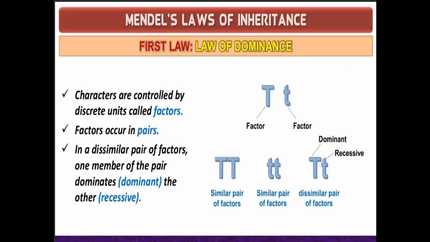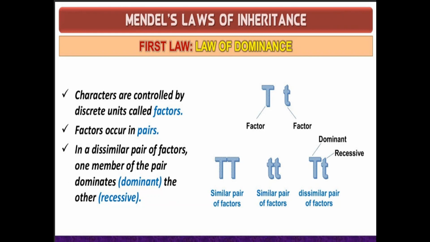Next, conclusions drawn from monohybrid cross. First one is characters are controlled by discrete units called factors. Mendel gave the word factors; later they were called genes. Factors occur in pairs, always in a pair, capital T, small t. In a dissimilar pair of factors, one member of the pair dominates and the other is recessive. So this is the law of dominance.